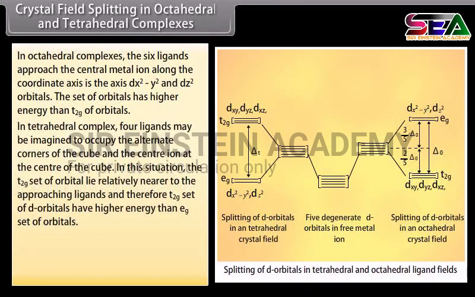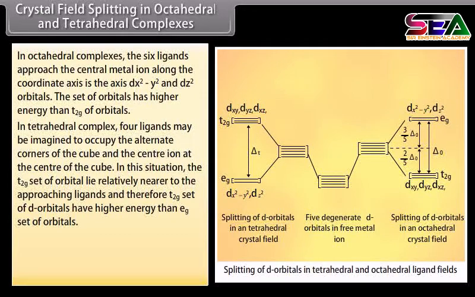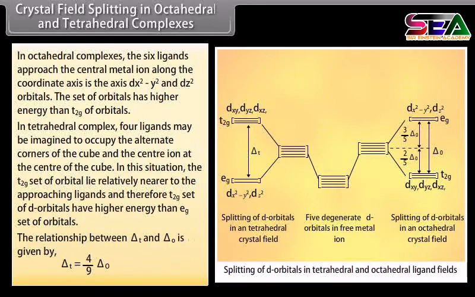In tetrahedral complexes, 4 ligands may be imagined to occupy the alternate corners of the cube and the central metal ion at the center of the cube. In this situation, the t2g set of orbitals lie relatively nearer to the approaching ligands, and therefore the t2g set of d orbitals have higher energy than the eg set of orbitals. The relationship between delta T and delta O is given by delta T is equal to 4/9 delta O.